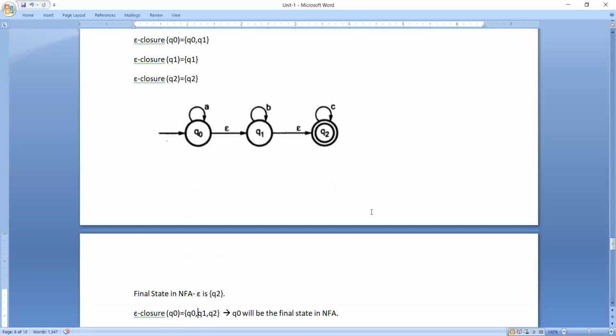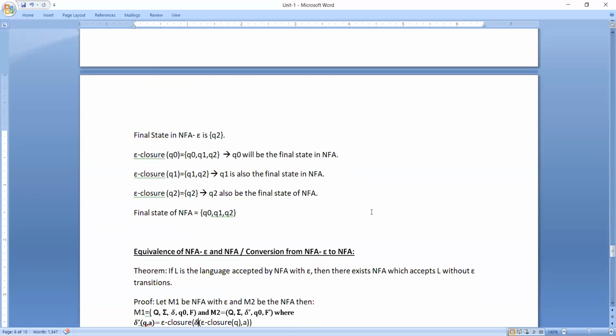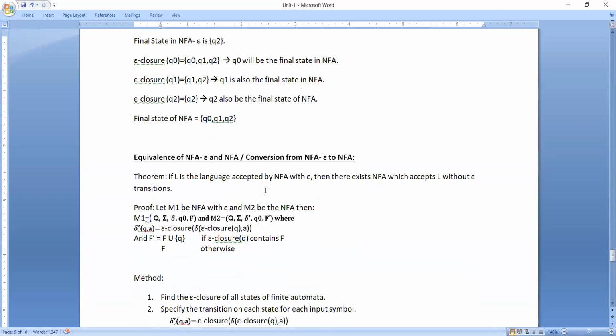That is the reason why we have a theorem like this. Please check it out. What that theorem says is that if I have some language which is accepted by an NFA epsilon, then the same language is also accepted by an NFA. Now, what is that language?